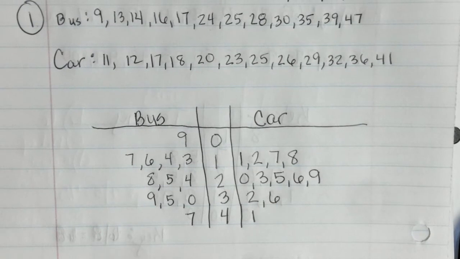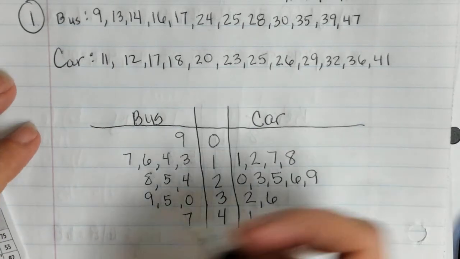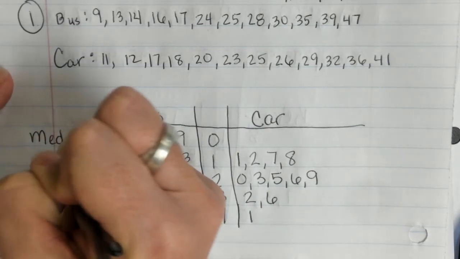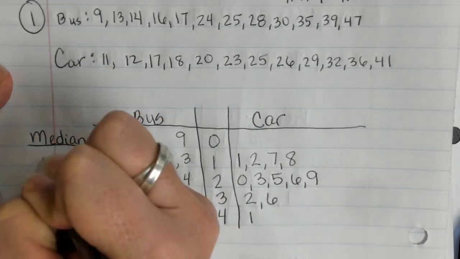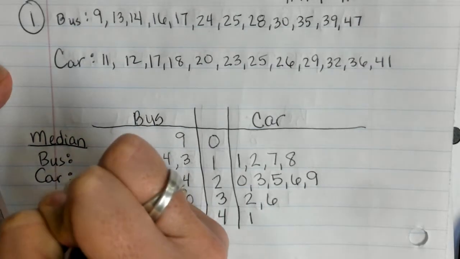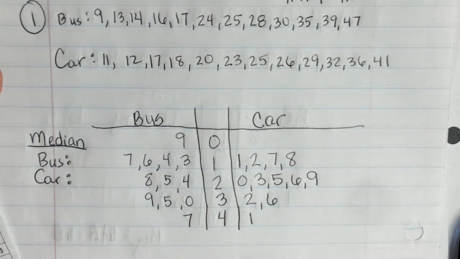Okay, so I just made the stem and leaf plot, but now they need median and range. Median and range. Okay, so, I don't know, I'll just put the median over here. Median, bus, car. I'm just trying to make it where y'all can see it in the camera at the same time.